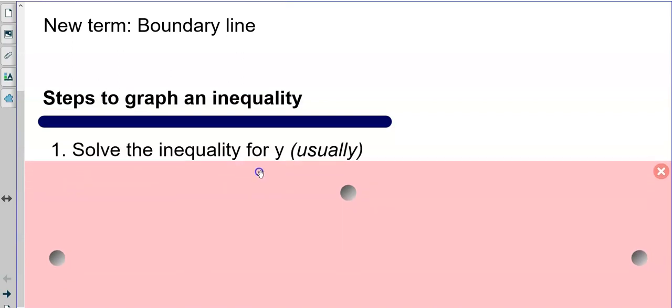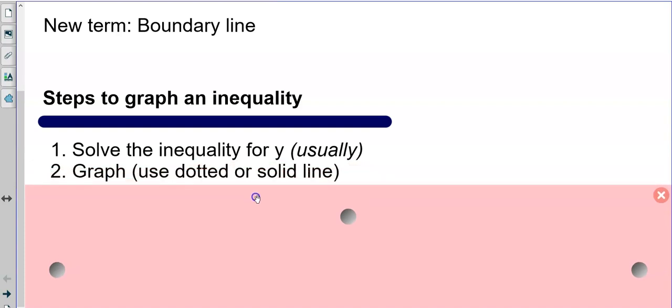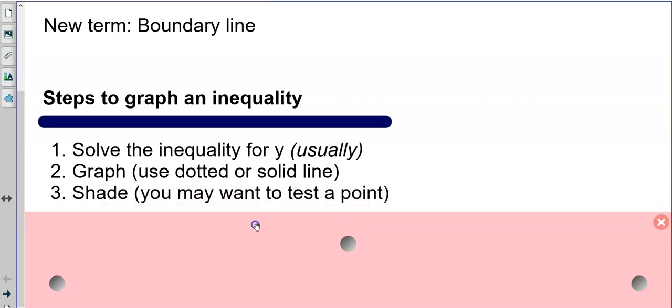It's basically 3 steps. First, you want to solve it for y. Kind of put it in slope intercept form because it's pretty easy for us to graph from that form. Graph, you decide, is it going to be dotted or solid? So does it have an equal sign as part of the inequality? Is it greater than or equal to, less than or equal to? That would be a solid line. If it's just less than or just greater than, it would be dotted.